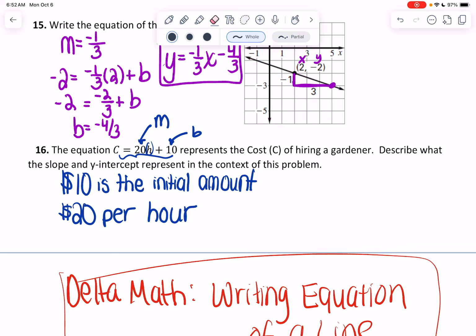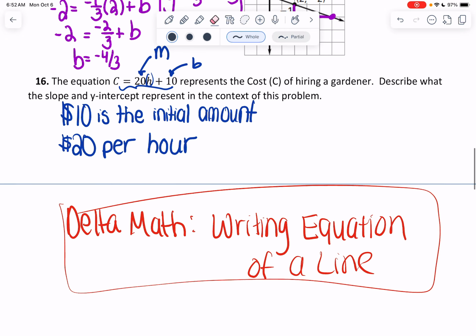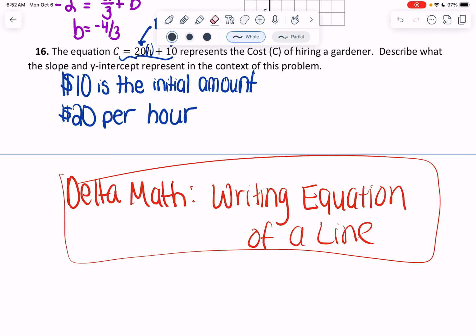All right, so I know that was kind of quick, but that's an overview. I'll post this so you guys have it. But the Delta Math is just writing equations. You guys have the rest of the time to work on it. Okay, thanks.